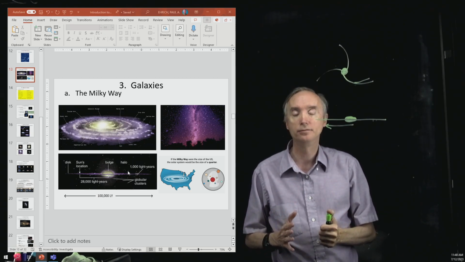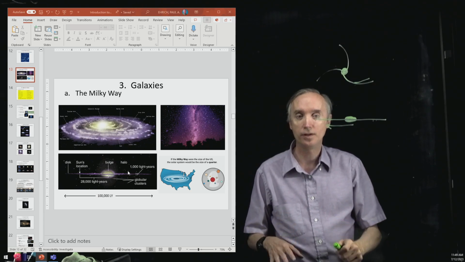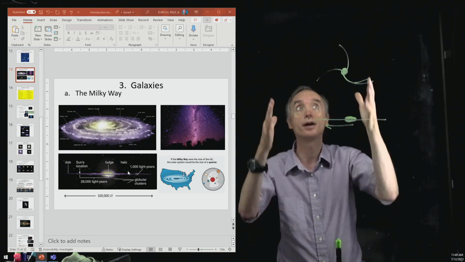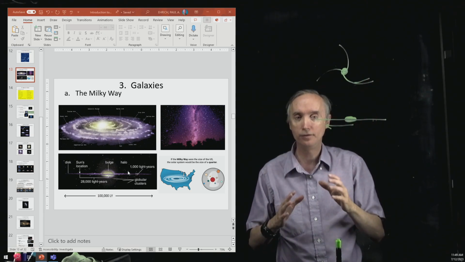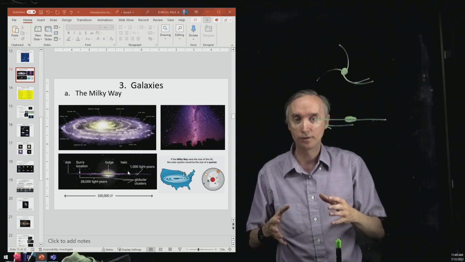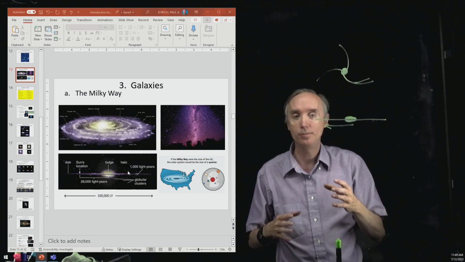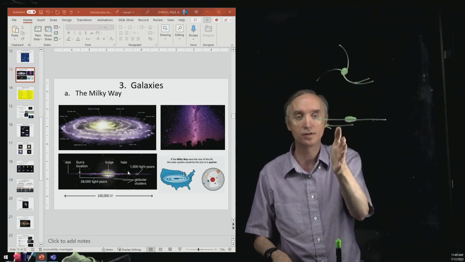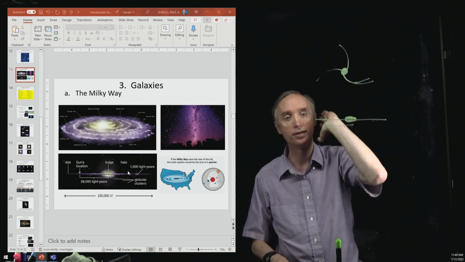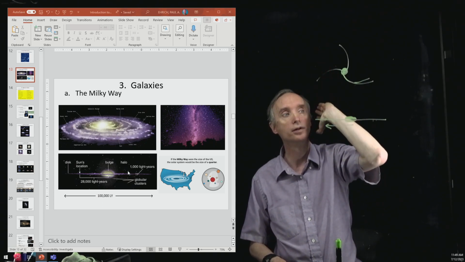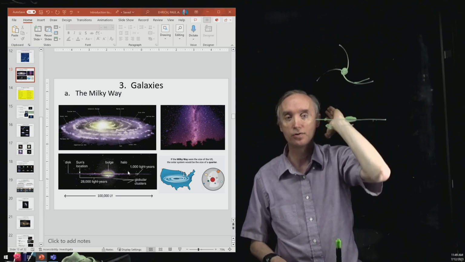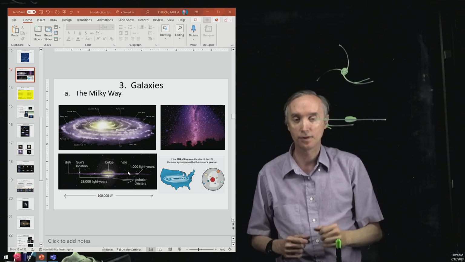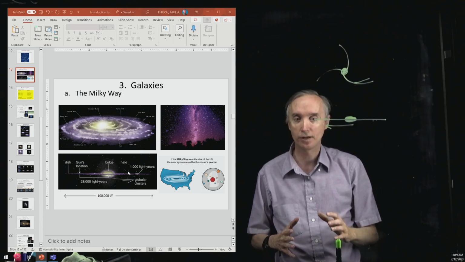Another thing that I would like for you to know is when you go out at night and look up into the night sky, if you're in a very, very dark part of the country, you might be able to see the Milky Way galaxy. The Milky Way galaxy is going to be this band of light that goes over the top of you. So why does it look like a band of light in the night sky? I wanted to explain that to you.